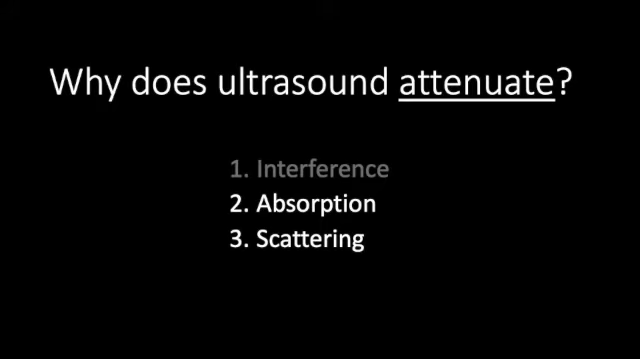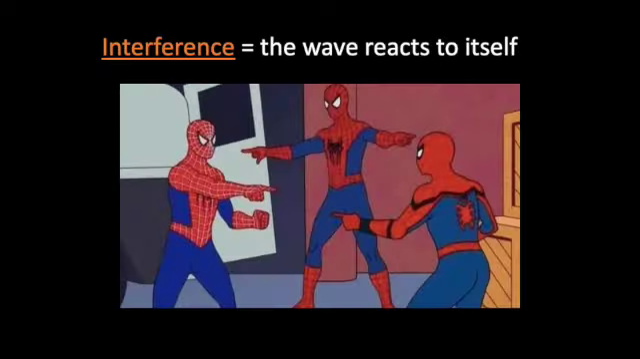So why does this happen? Well, ultrasound beams attenuate for a variety of reasons with lots of complex physics behind it. But I want us to focus on these three topics: interference, absorption, and scattering. Interference is a small portion that we're just going to briefly touch on, with the second two, absorption and scattering, being the main drivers behind ultrasound beam attenuation in medical ultrasound.